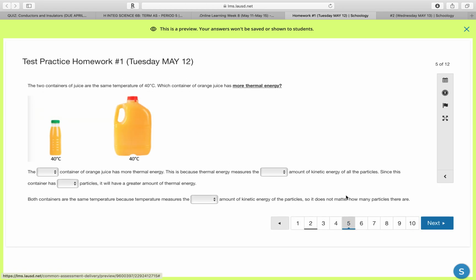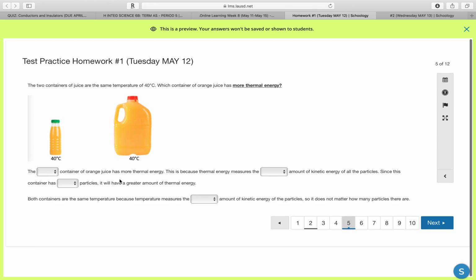And then I also saw some students needed help with number 5. The 2 containers of orange juice are the same temperature of 40 degrees. Which container of orange juice has more thermal energy? Remember, thermal energy is the total amount of kinetic energy of the particles. So if there's more particles inside, then it has more thermal energy since the total number would be greater. So the large container of orange juice has more thermal energy.